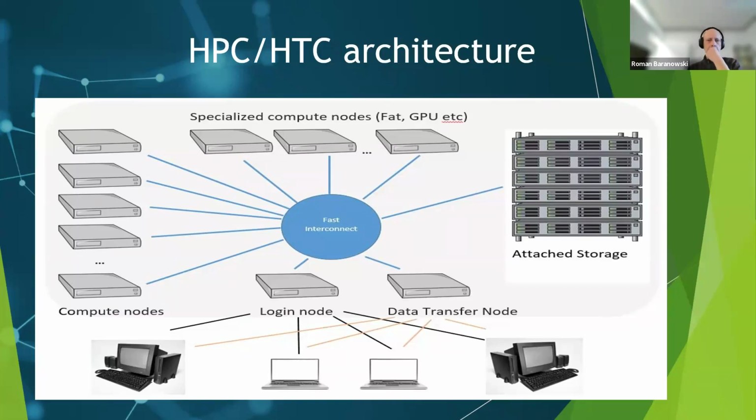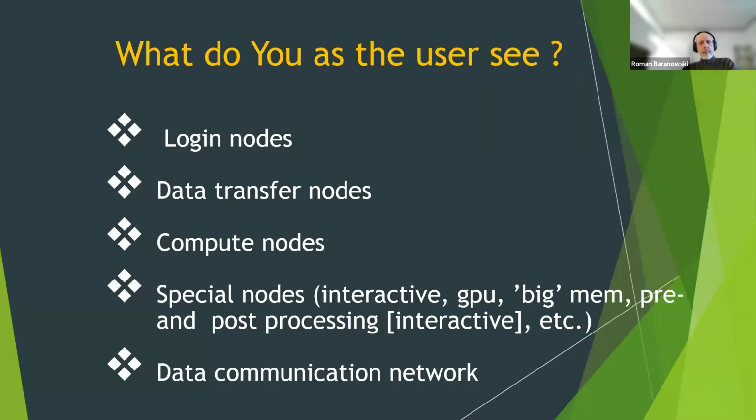The entire difference is basically how they are connected. What is the interconnect? Is it fully interconnected, or is there some blocking factor? But in essence, that's what the current HPC, HTC architecture looks like. So now the question: what do you as the user see when you connect to the system? Definitely you see the login nodes, the data transfer nodes, all the compute nodes which are available, all the special nodes, and the interconnect between the nodes.